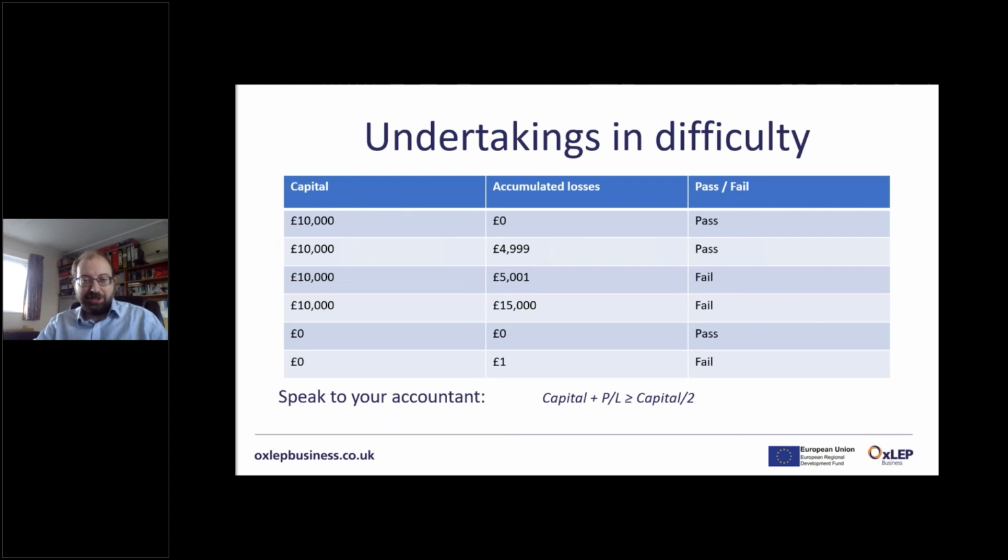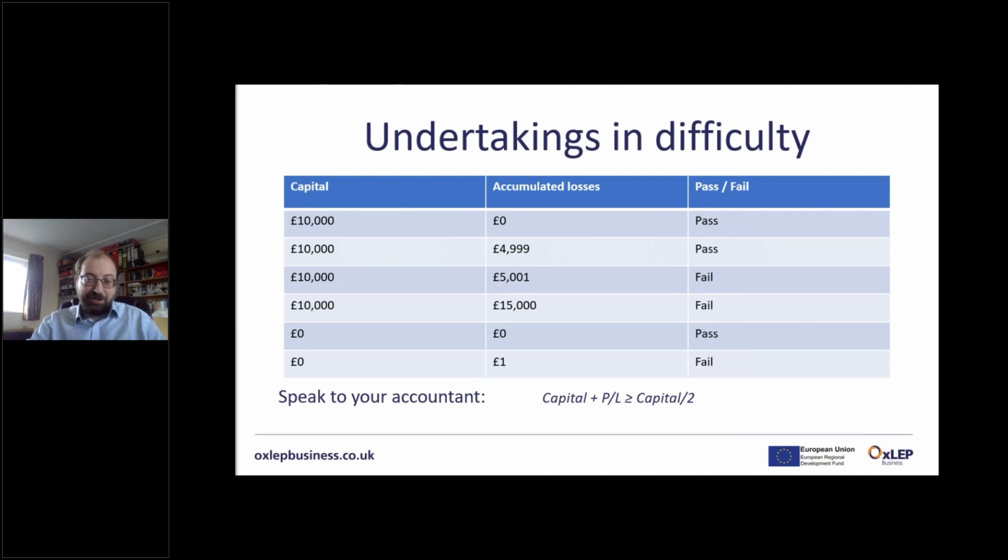So if we assume a business has £10,000 worth of capital, has no accumulated losses, so it's broken even or it's made a profit over the course of its lifetime, then it passes the undertaking difficulty test, not a problem at all. If the business has £10,000 worth of capital, has cumulative losses of £4,999, it passes the test.